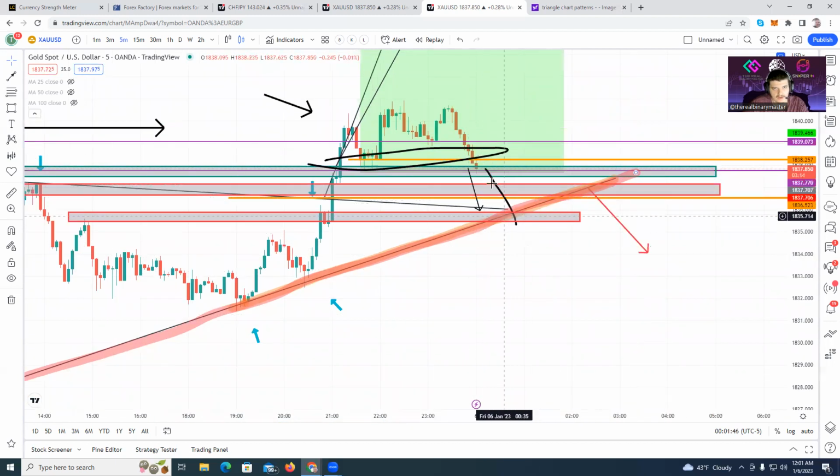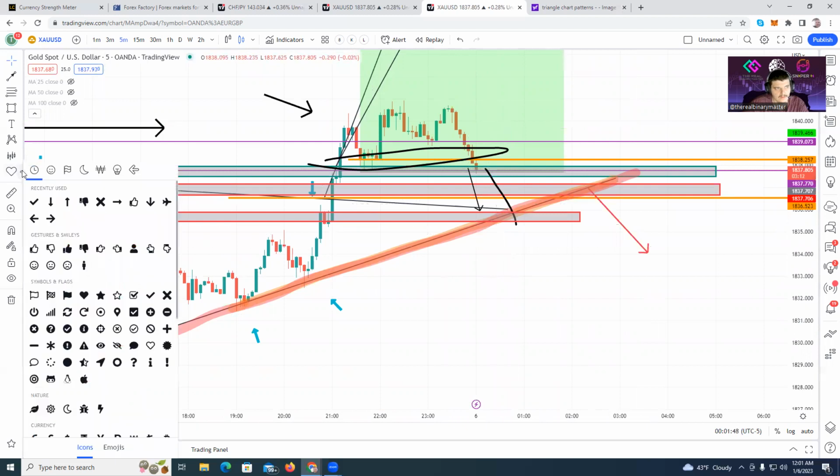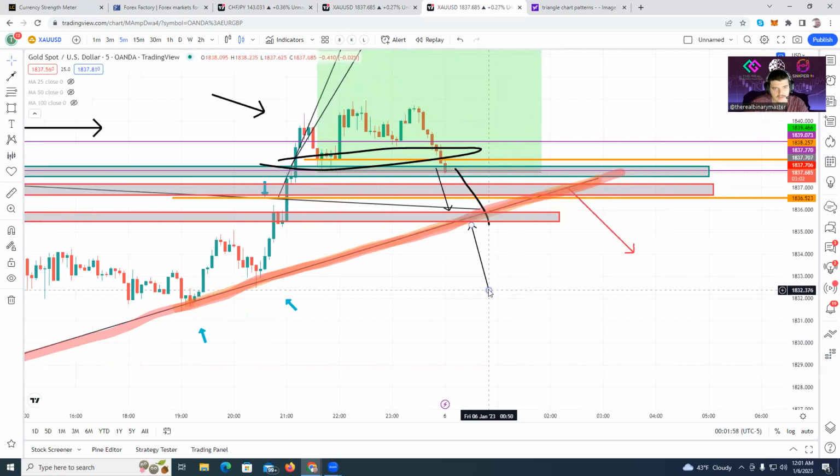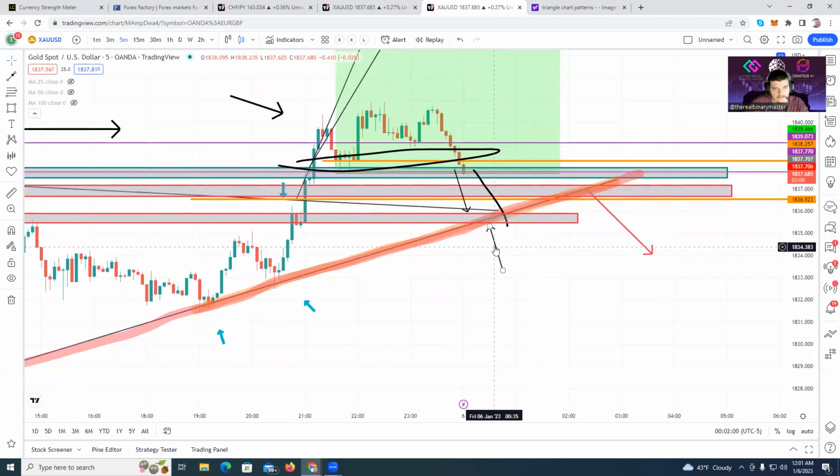When price pulls back to this region, we're going to want to see some things happen in this area within this region here. We're going to want to start seeing wick rejection, right? We're going to want to start seeing wick rejection.